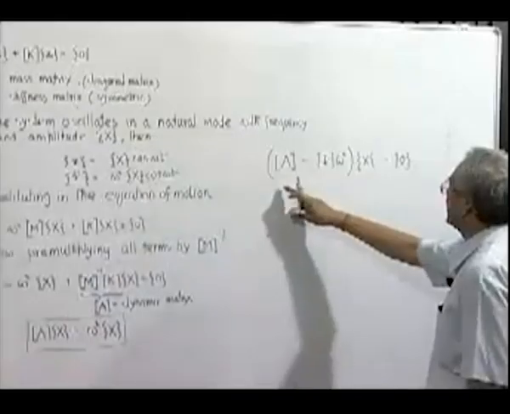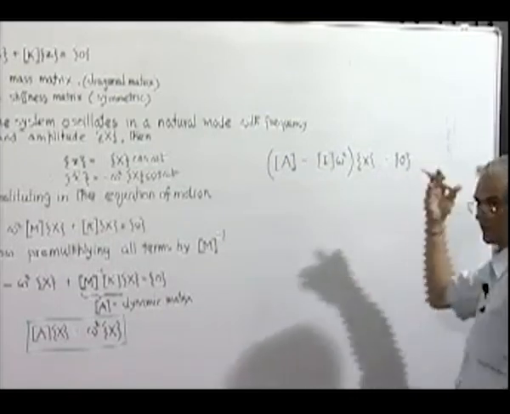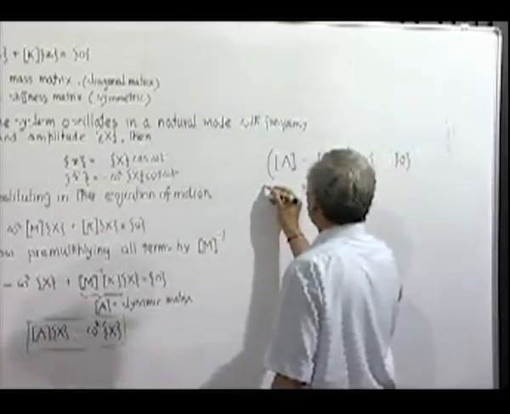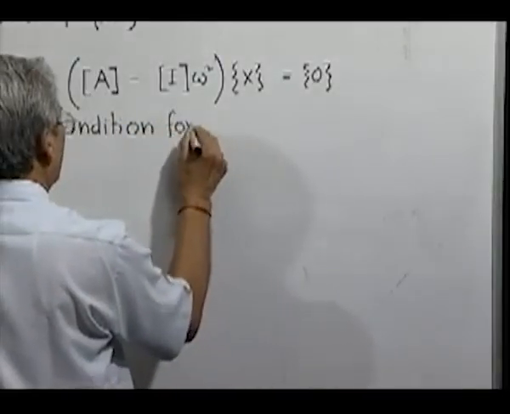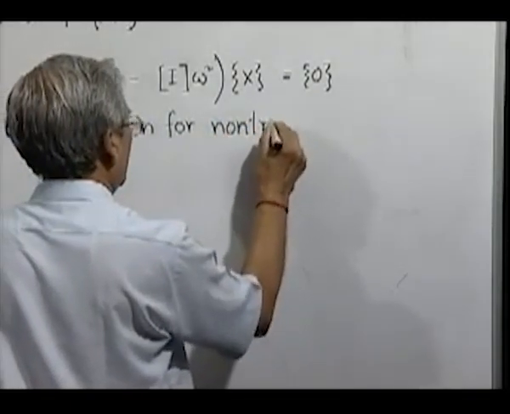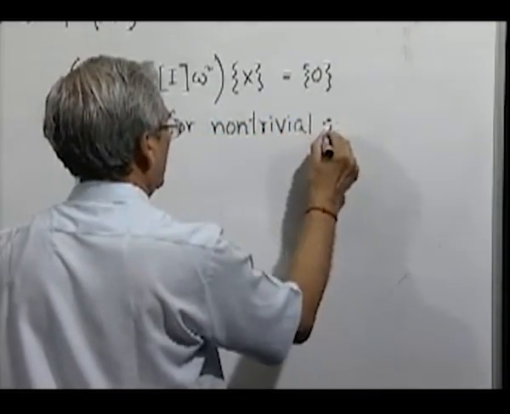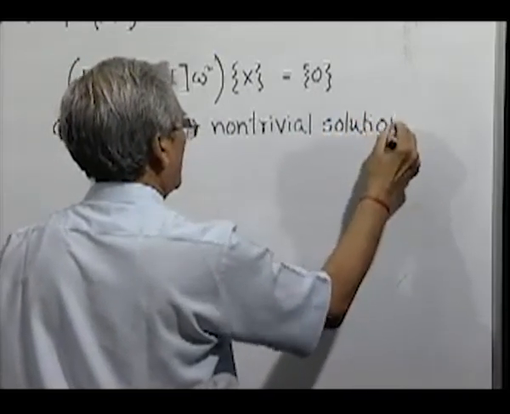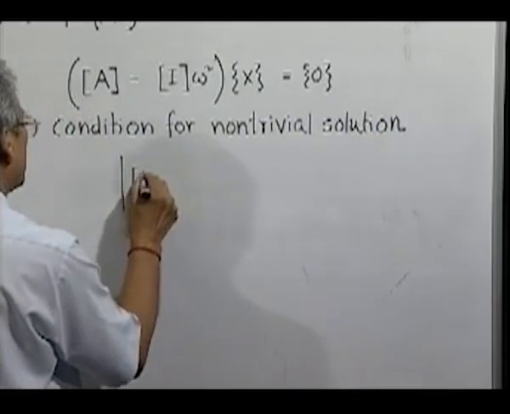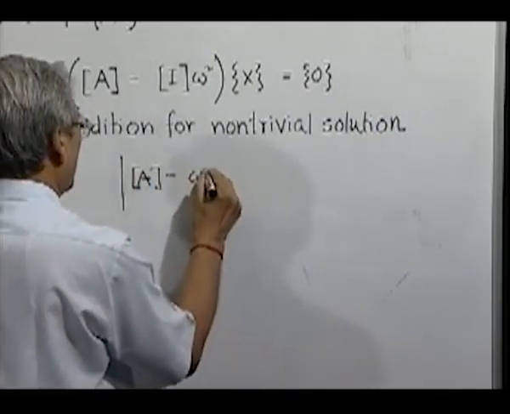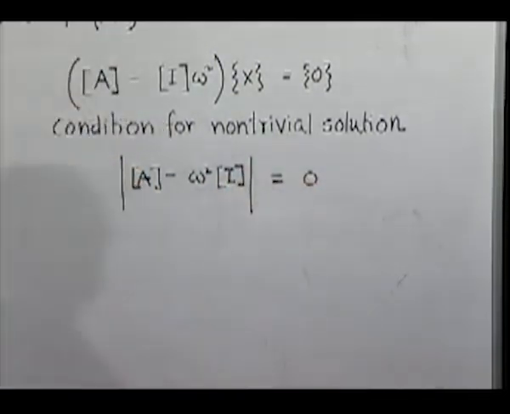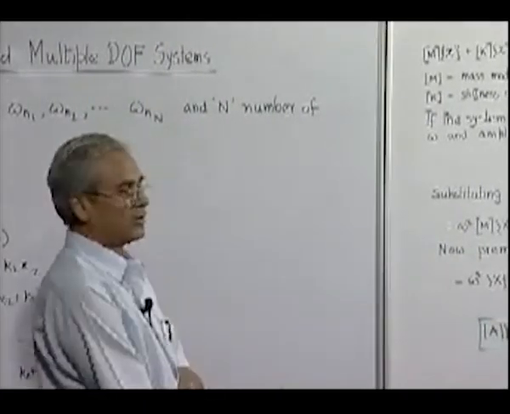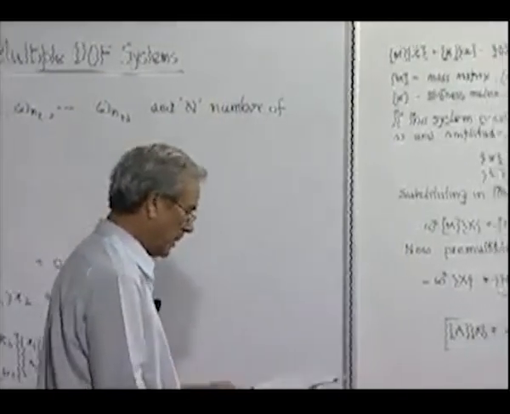And we get a set of homogeneous equations just like the previous cases, and the condition for a non-trivial solution will be that the determinant of this matrix, where I is the unit matrix, has to be zero, which is again nothing but the characteristic equation, the solution to which will be the values of omegas or the natural frequencies. So, that we have already seen.